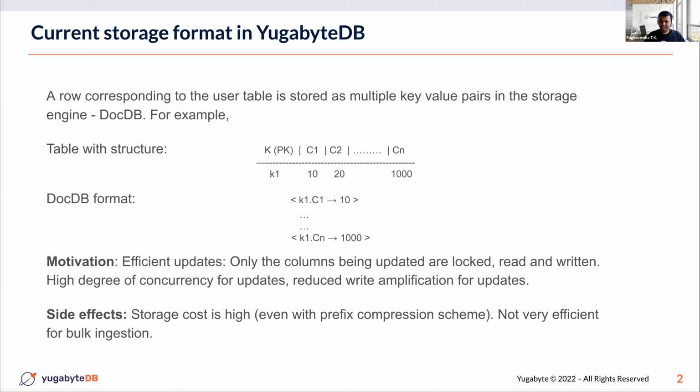So what was the motivation for storing it this way? One of the fundamental things is that whenever customers want to update individual columns, this scheme means you don't need to lock the entire row. You can have one thread updating C1 for the same key K1, while another thread is updating Cn for the same key K1. Since they're not conflicting, both can proceed in parallel. So it allows for column level locking, which in turn provides a very good degree of concurrency, and so improved throughput for updates in general.